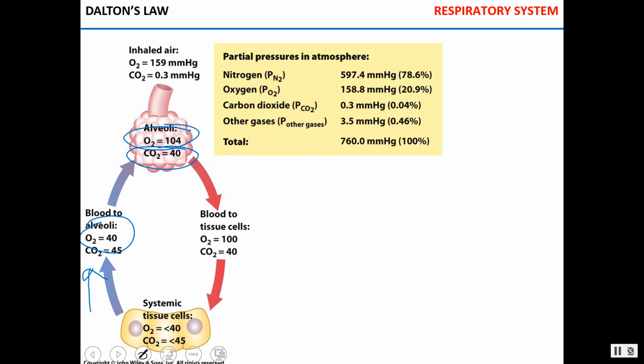to the alveoli. Now in the tissues, partial pressure of oxygen in the capillaries, 100, is higher than the partial pressure of oxygen in tissues, 40. So the oxygen will move into the tissues. On the other hand, the partial pressure of CO2 in the tissue is higher than the partial pressure of CO2 in the blood, which means that carbon dioxide in tissues will move from tissues into the systemic capillaries to be carried away.